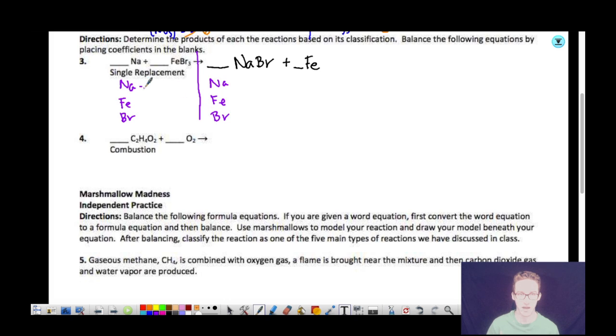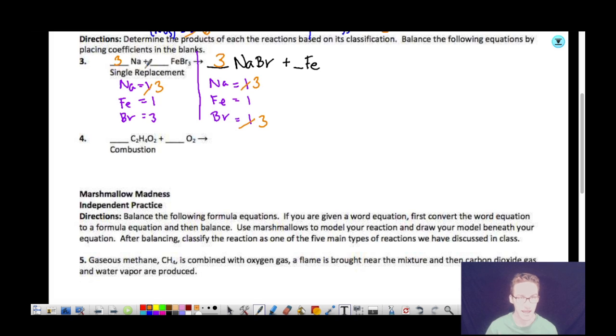You count things up. I've got 1, 1, and 3 on the reactant side, and I've got 1, 1, and 1 on the product side. Now it just becomes a matter of balancing these things out. I need to add a coefficient of 3 in front of my sodium bromide to balance out my bromine. Keep in mind, though, that coefficient of 3 will also change my number of sodium to 3, and therefore I'll need to add a coefficient here to balance that one out as well.